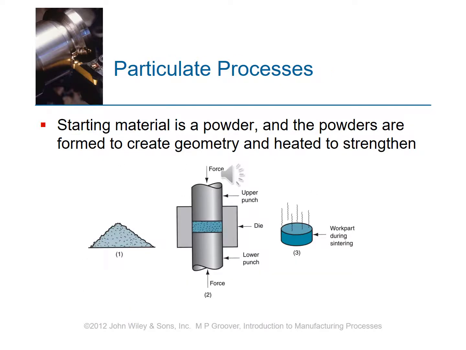You've got a particulate process. You've got some kind of powder. You put it between two big rams, if you will, and you punch it, heat it up, whatever you have to do, and you sinter it. We'll talk about that later, but basically it forms a solid. This is something like powdered metals or even plastic injection molding.